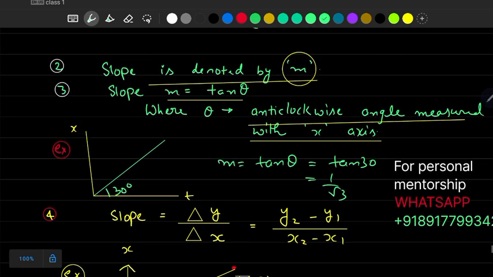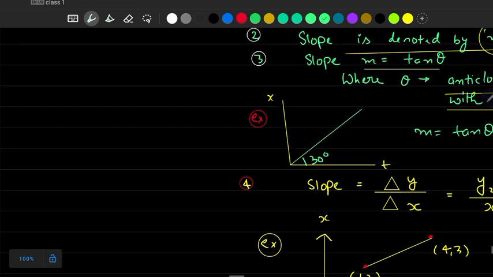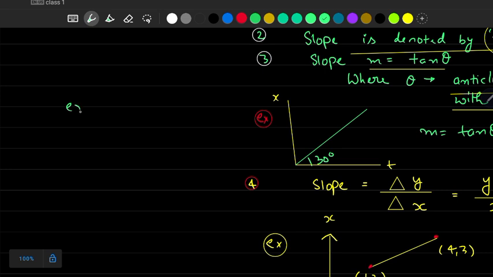Again, let me repeat. Slope is denoted by m, which is equal to tan theta, where theta is the angle measured from the positive side of the x-axis. This thing we have to keep in our mind: theta is measured from the positive side of the x-axis. Let's try to answer this example.